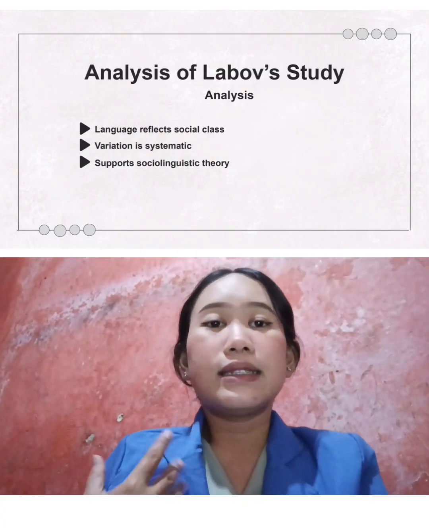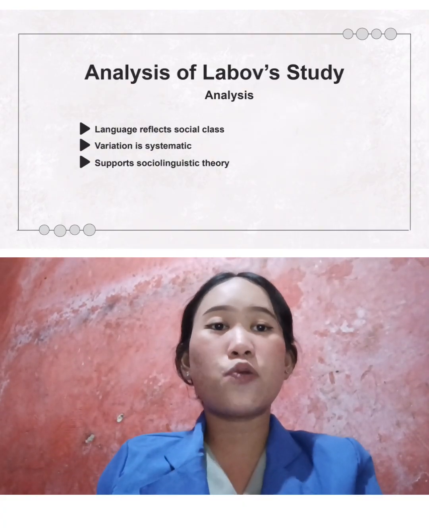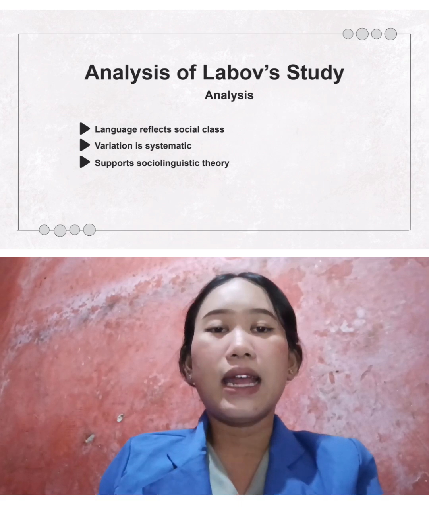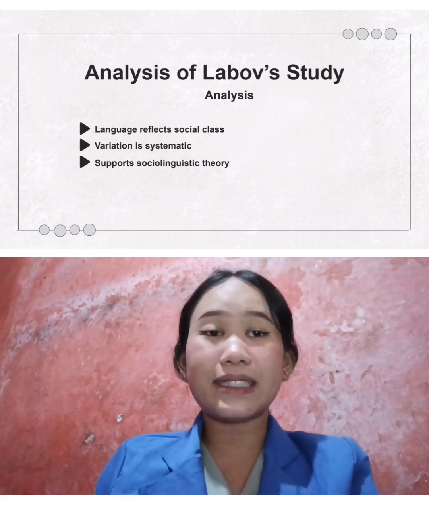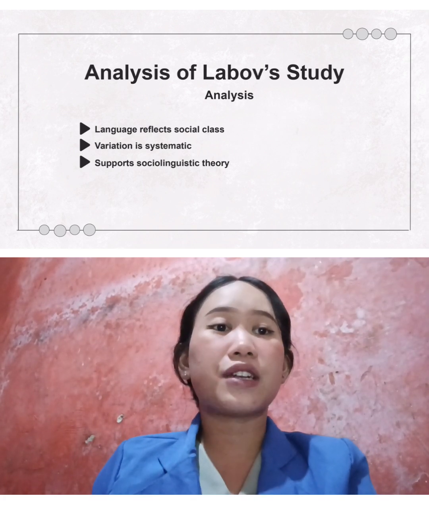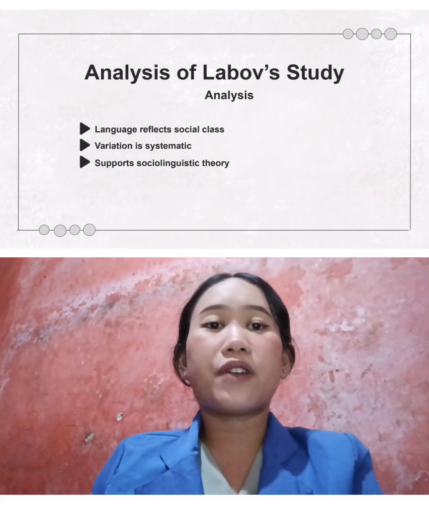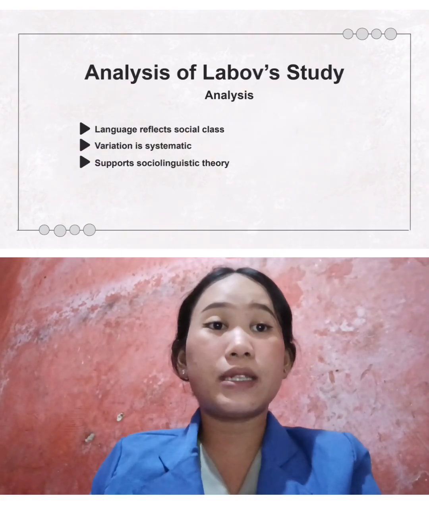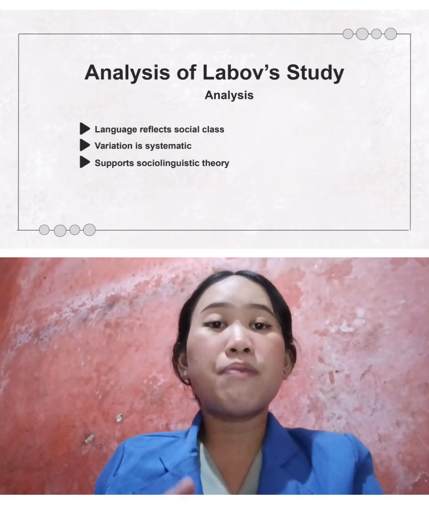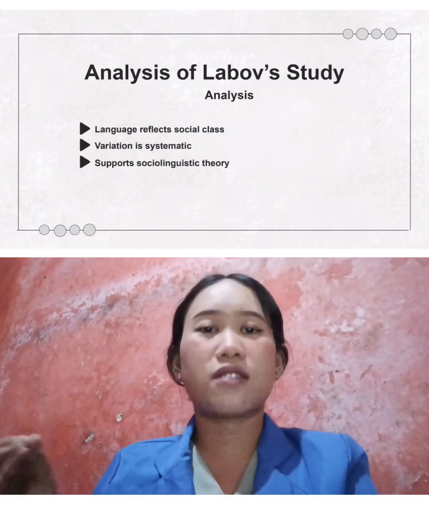Second, Labov's findings prove that linguistic variation is systematic. The differences in pronunciation follow clear social patterns related to class and formality. This shows that variation isn't caused by individual mistakes or lack of knowledge, but by structural social factors.